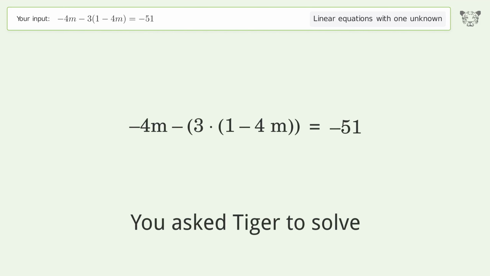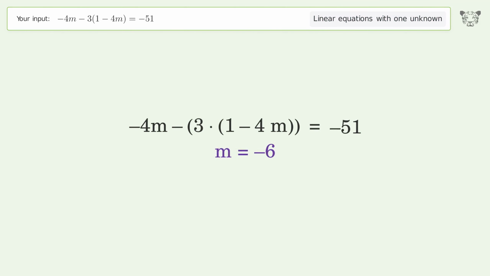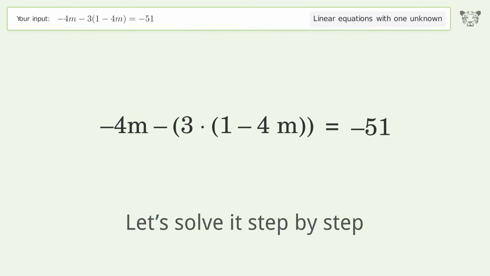You ask Tiger to solve this. This deals with linear equations with one unknown. The final result is m equals -6. Let's solve it step by step.